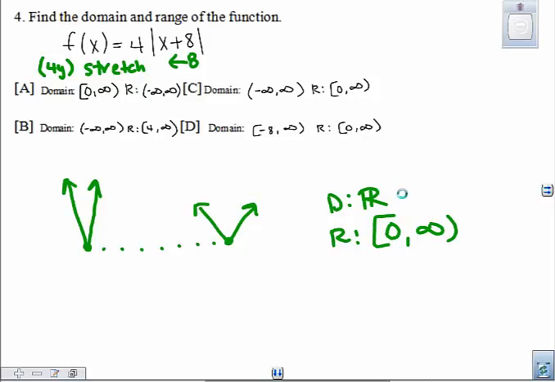They have in your answer choices domain written in interval notation. So you could write, instead of the all real symbol, this would be negative infinity to positive infinity.